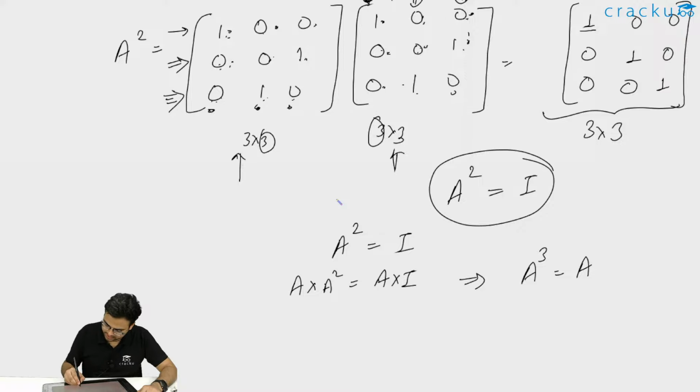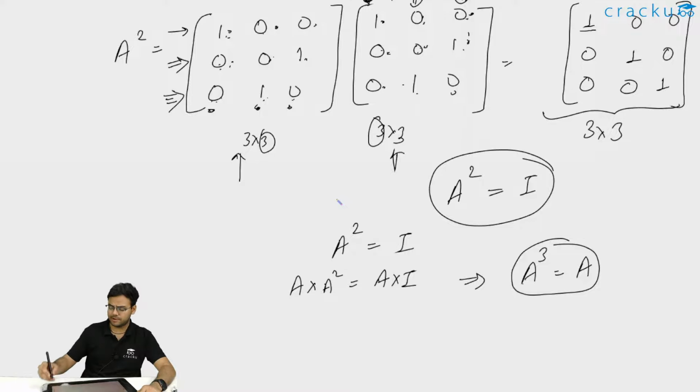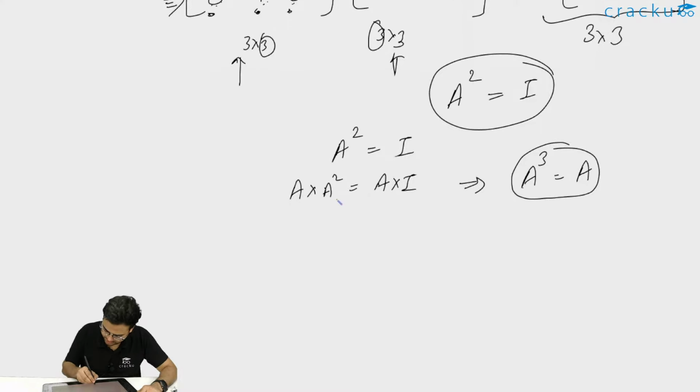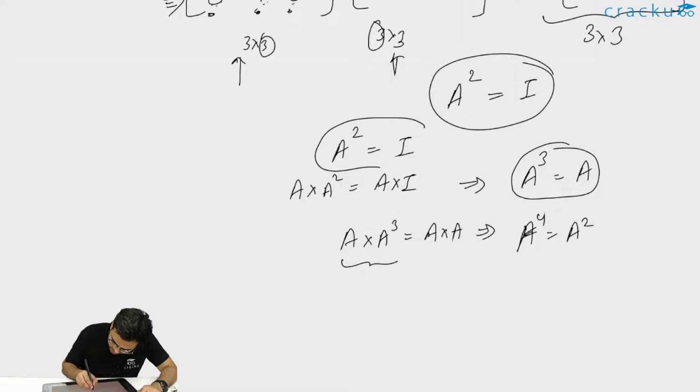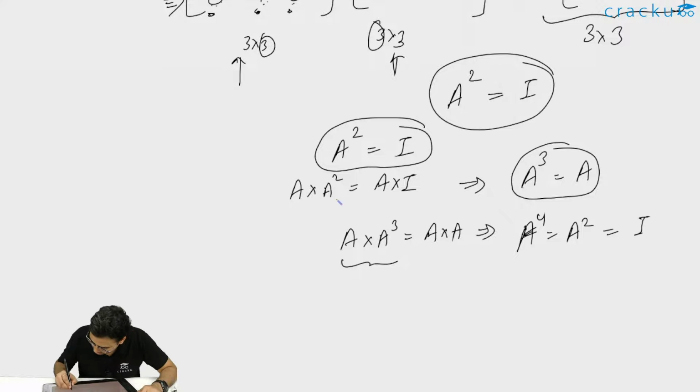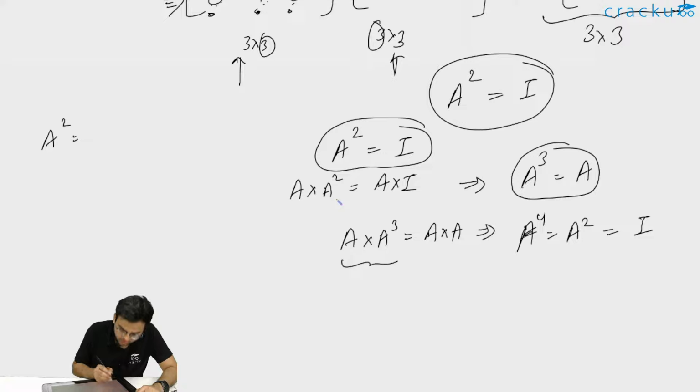Similarly, if I pre-multiply this equation by A, so A into A cube will be A into A. That implies this will be A to the power 4, and A to the power 4 is equal to A square. And what is A square? A square is I. So A to the power 4 is I. So what will happen? All the even powers, A square, A4, A6, A8, will be I.